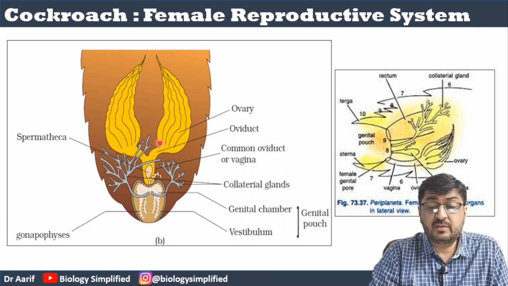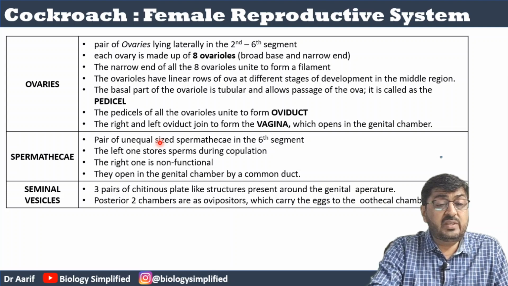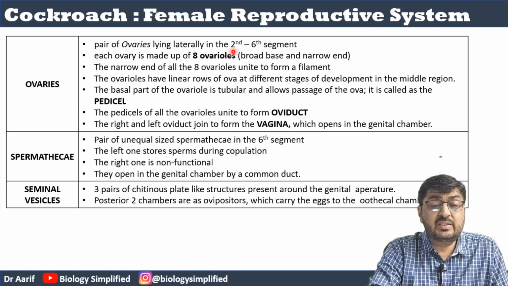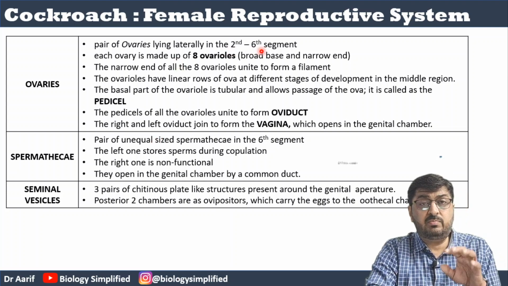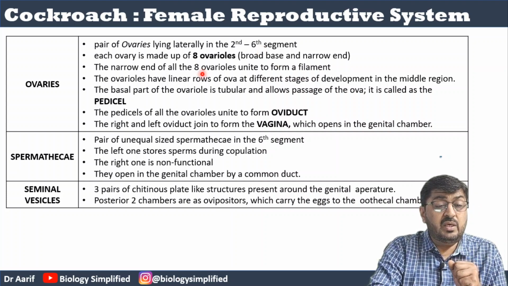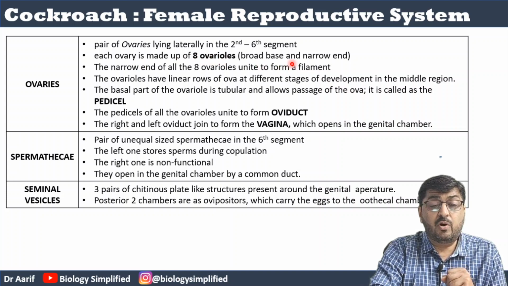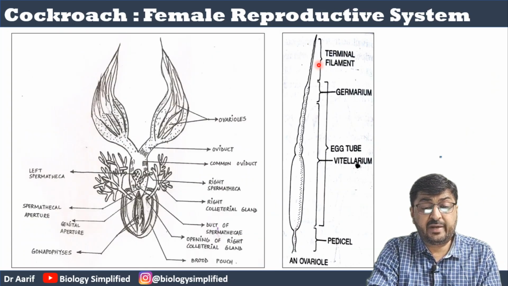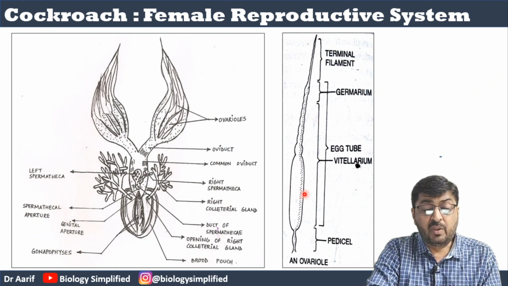Fantastic. Very nice. So a pair of ovaries lying laterally in the 2nd to the 6th segment. I told you about the location, the segment. We will go with the NCERT. Each ovary is made up of 8 ovarioles. Broad base, narrow end. Check. Does it have a broad base? Yes, the base is broader and the end is narrower.